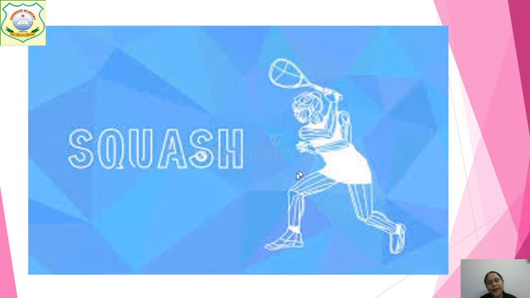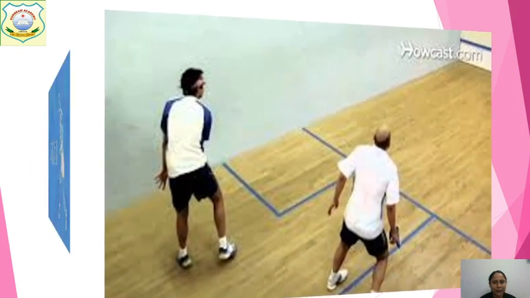Now children, you might be seeing this picture and you are seeing that it's a table tennis and we play it on a table tennis ground. Yes, so it in a court. So it might be an outdoor game. But no children, it's a squash game. Now what is a squash game?